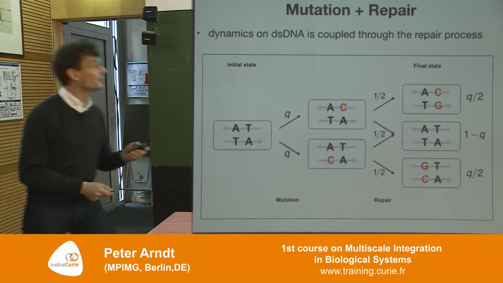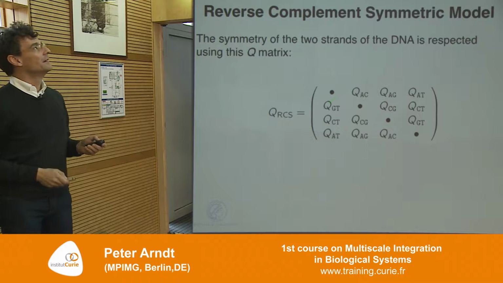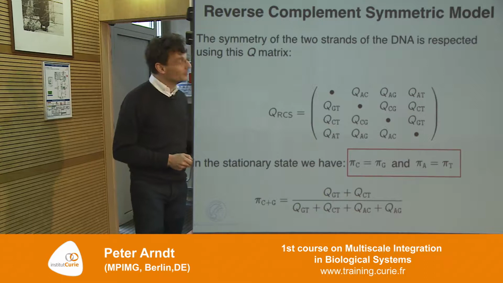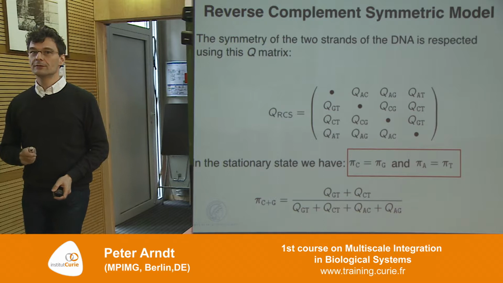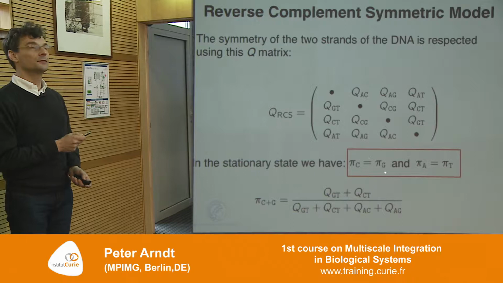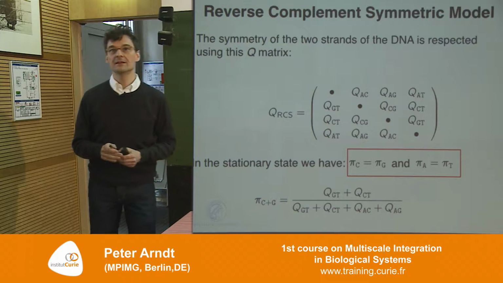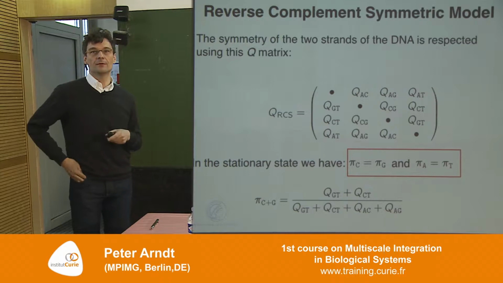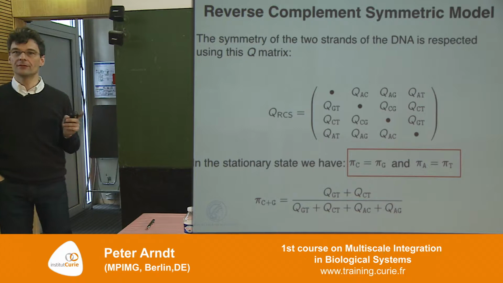So this is a matrix. It just has 6 parameters. And the stationary state is given by this expression. Okay, no big deal. In the stationary state, we now have this property that pi C is equal to pi G and pi A is equal to pi T. That means in the stationary state, you find the amount of A's equal to the amount of T's, and the amount of C's equal to the amount of G's. And that is Chargaff's second parity rule, as you remember.